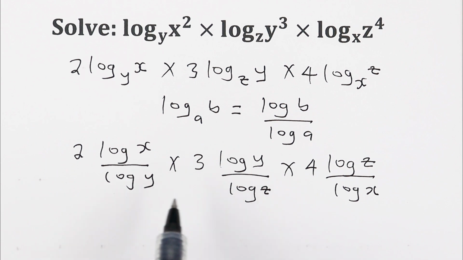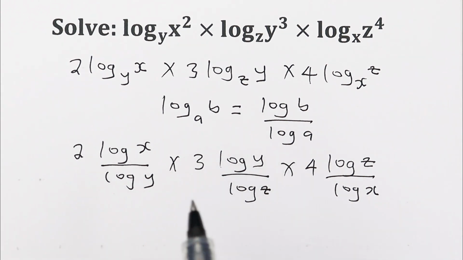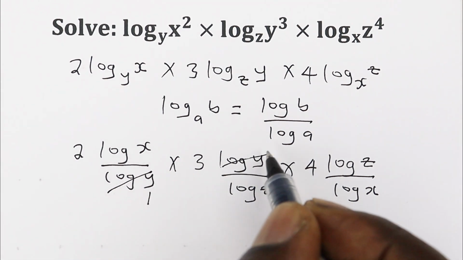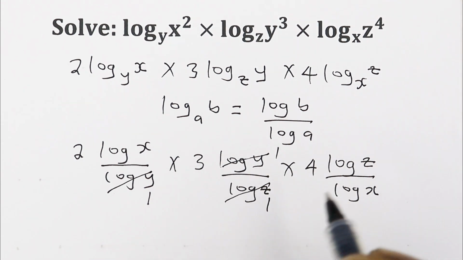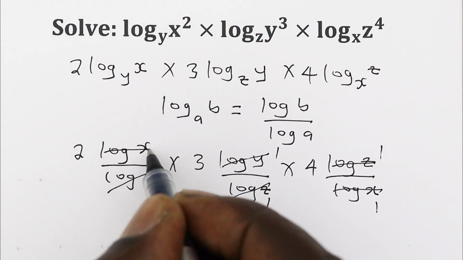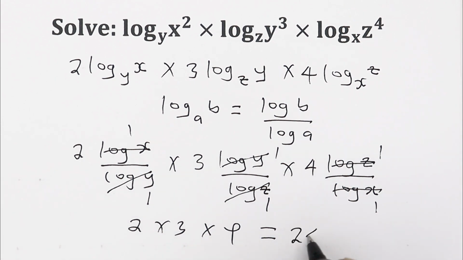So now these are products, so it means you can cancel similar terms. So for the first case, we have log y and log y, then we have log z and log z, then we have log x and log x. So what we are left with is 2 times 3 times 4, which you'll find to be 24.